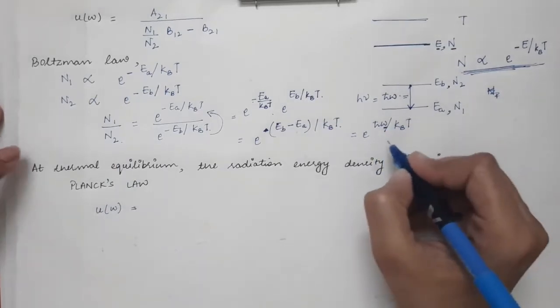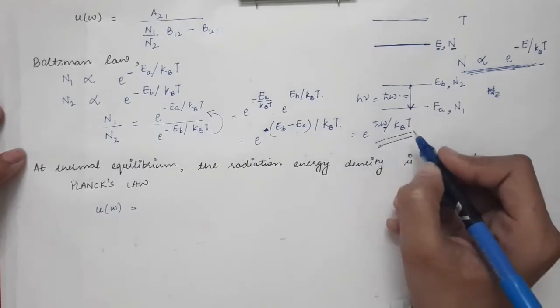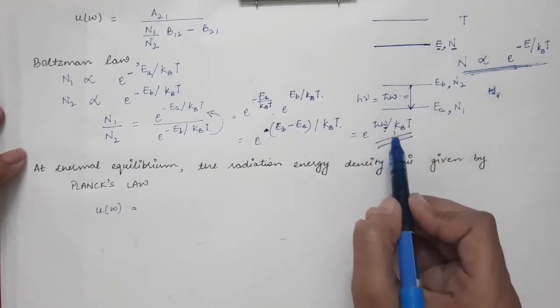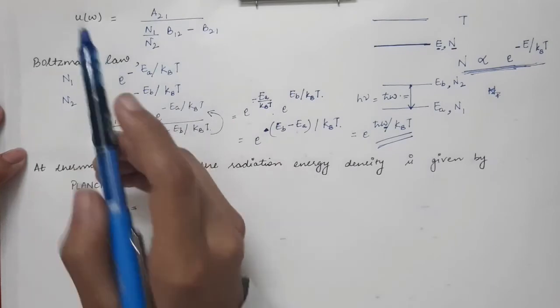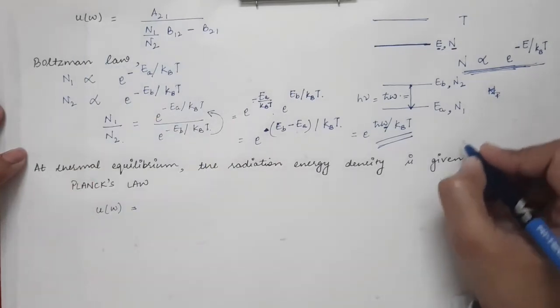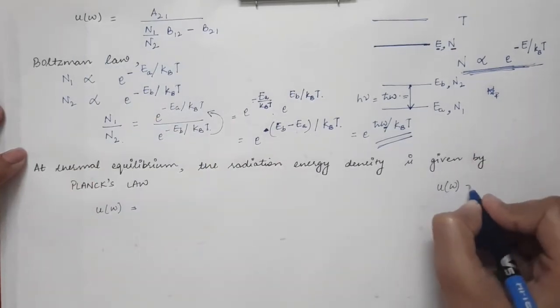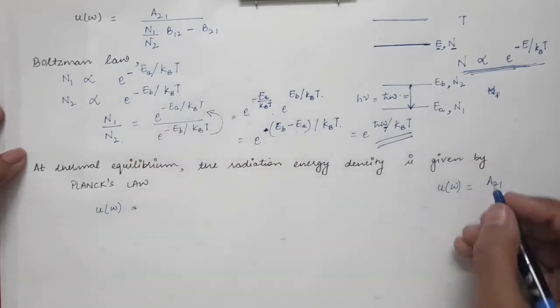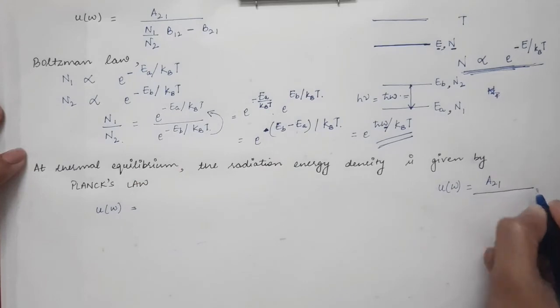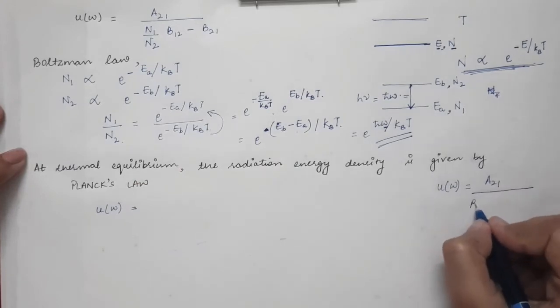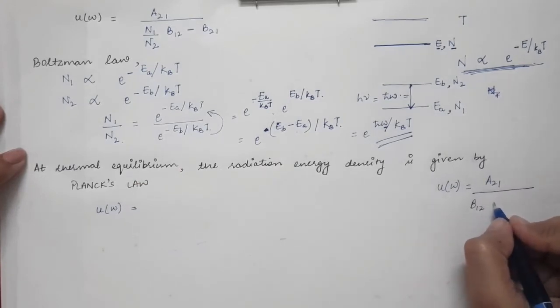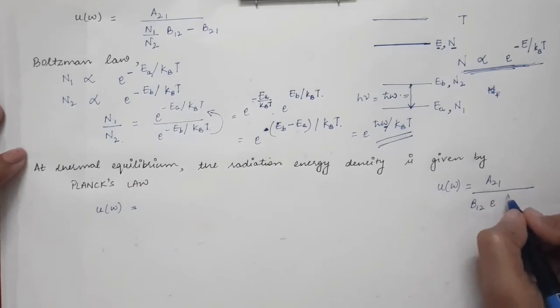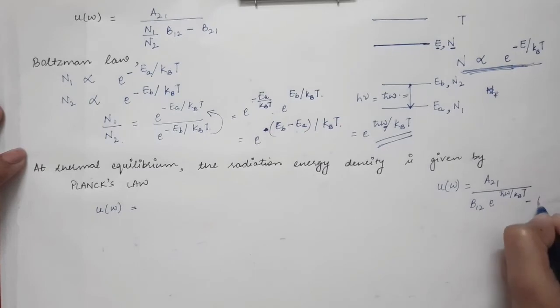So from here, let's insert this ratio in the formula of u of omega. So u of omega will be equal to A21, which will remain as it is, divided by B12 as it is, and N1 by N2 is e power h cut omega by kBT, minus B21.